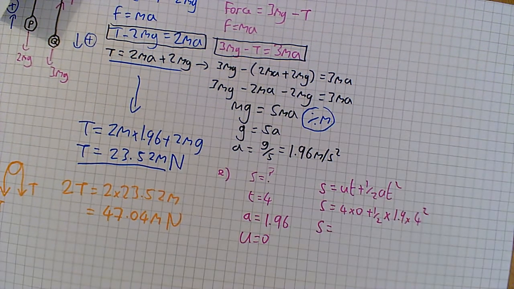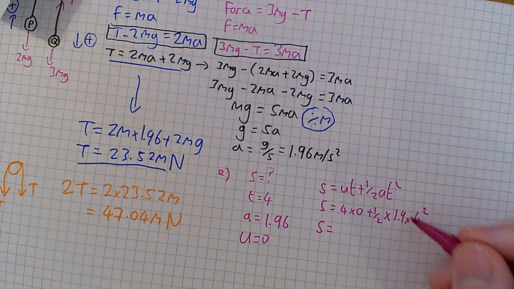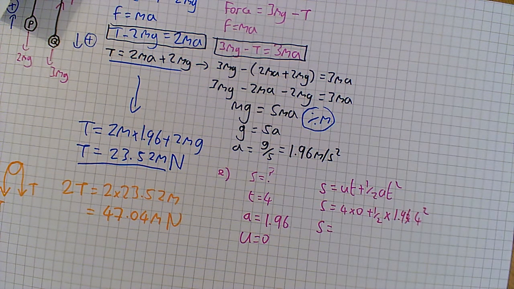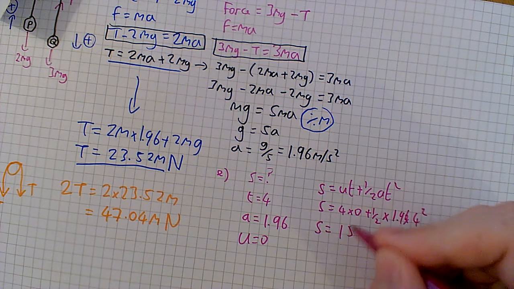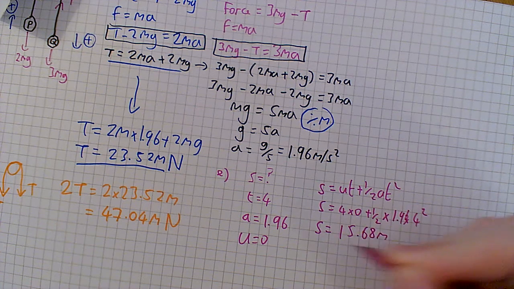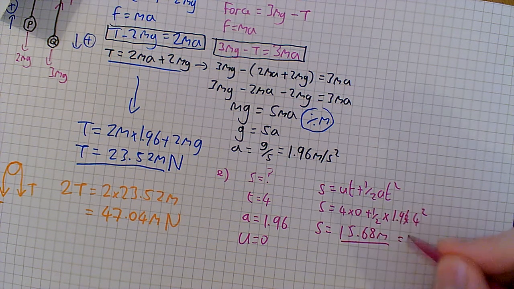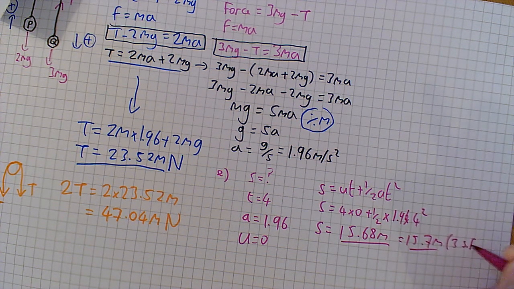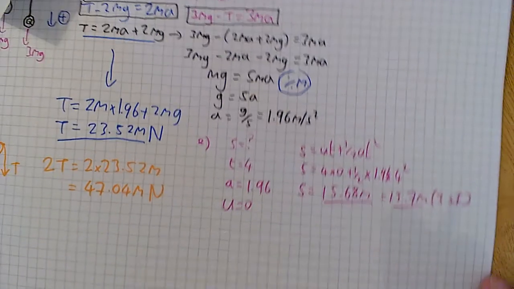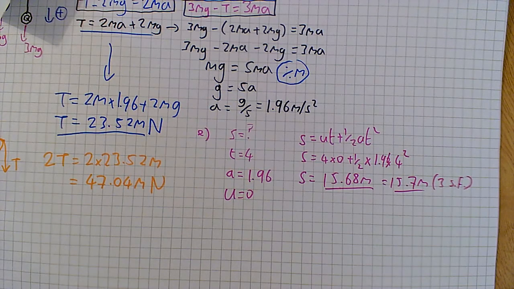Pop that all into your calculator and you will get 0.5 times 1.96 times 4 squared is 15.68 meters. Right, and because it's mechanics, we should be putting our answers to 3 significant figures. So 15.7 to 3 significant figures. Okay, so it's just the use of Suvat.